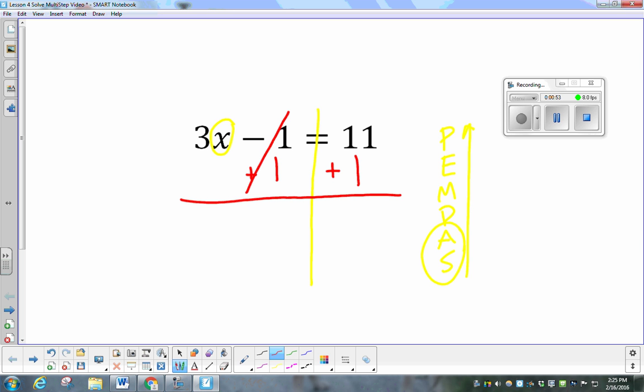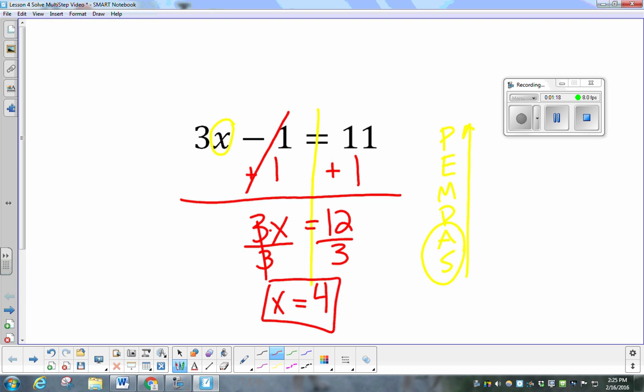So then go ahead and figure out what you have left. On this side, I have a 3x. And on this side, 11 plus 1 is 12. Keep your equal sign there. Now, you might know in your head what it is: 3 times what number is 12? But if you weren't sure, 3x means 3 times x. So to undo that, we need to divide by 3. So divide each side by 3. And we're left with x equals 12 divided by 3, which is 4.